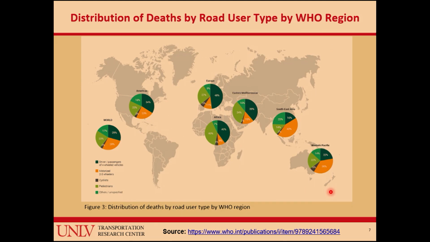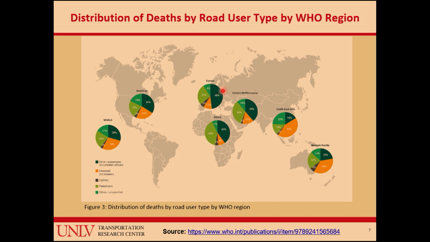These are just data, and looking at it in a different way, the colors on each represent different road users. Driver and passenger are in the dark green or black. Let's follow Southeast Asia. That is the drivers or passengers. The orange is motorized two-wheelers or three-wheelers. The next one, a thin slice of black, is bicyclists. The green are pedestrians, and the other green are the motor users.